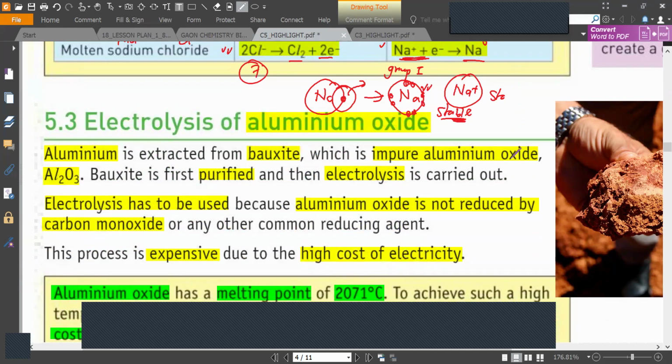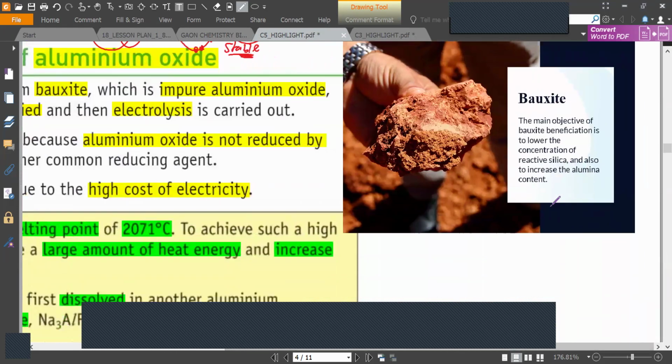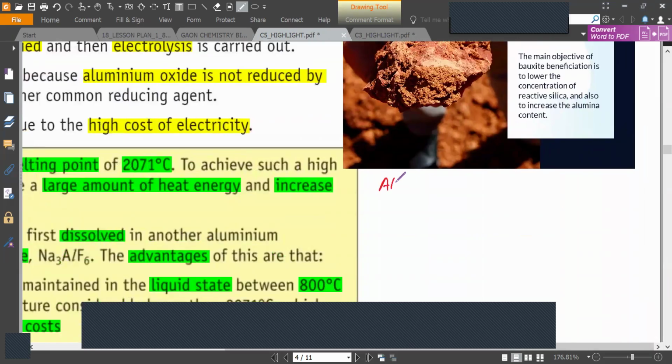This is a very, very important industrial process. Because aluminium, aluminium metal. Let me just quickly find a photo.